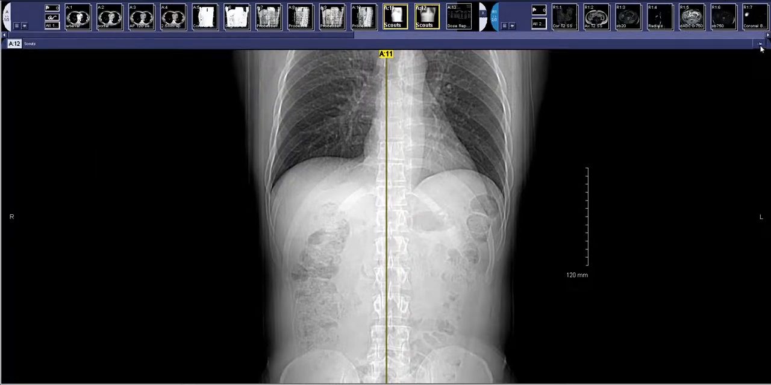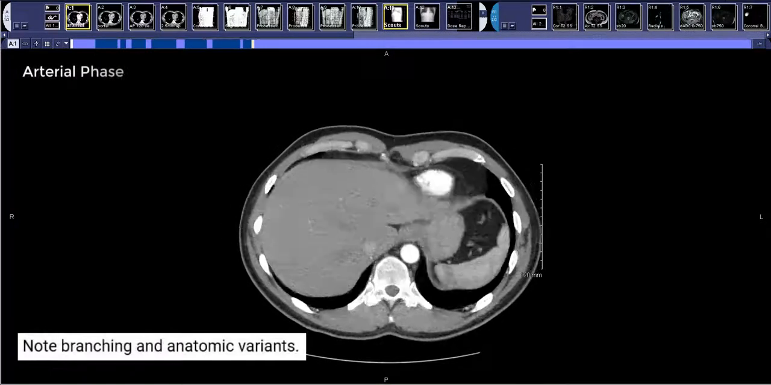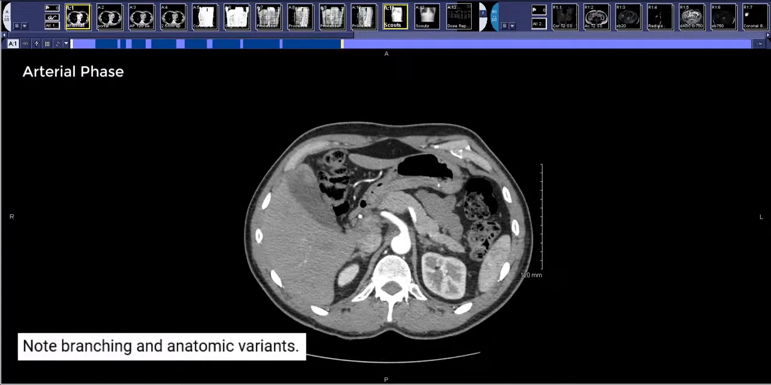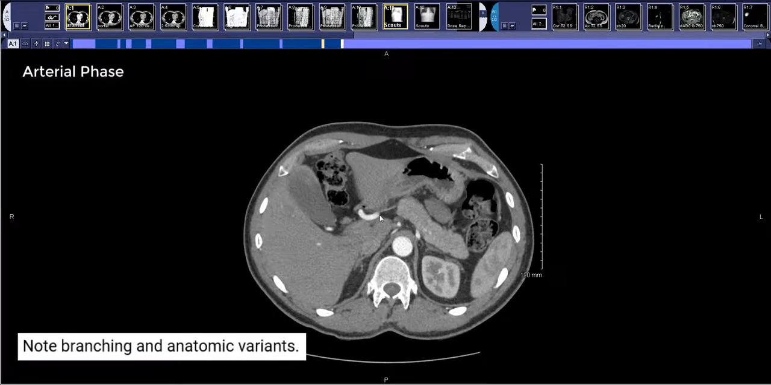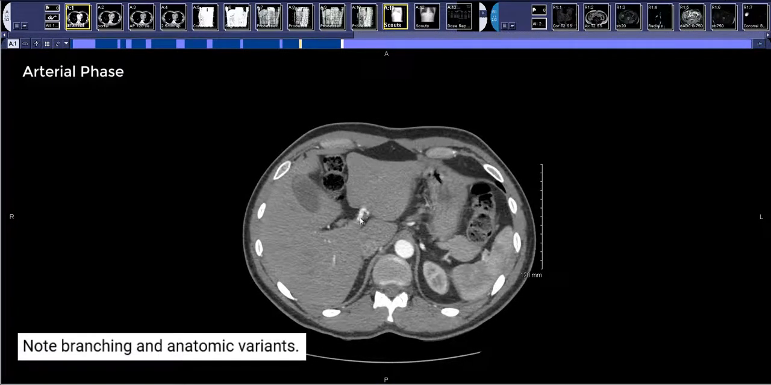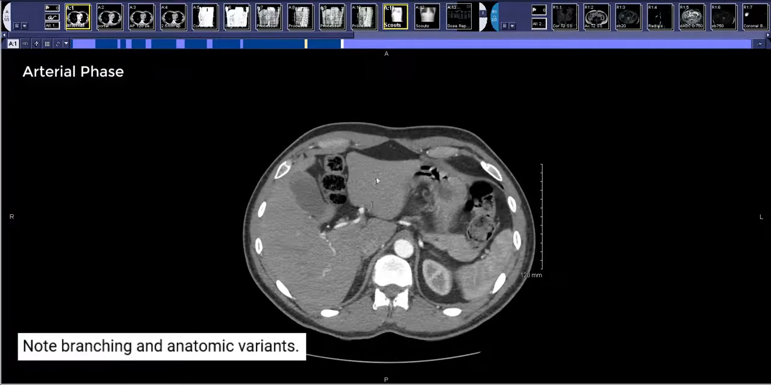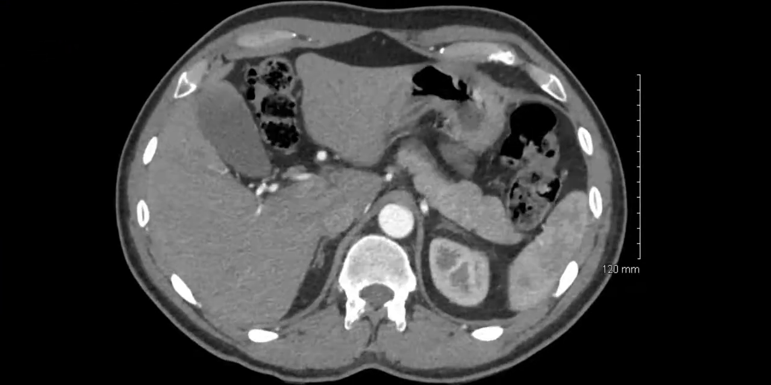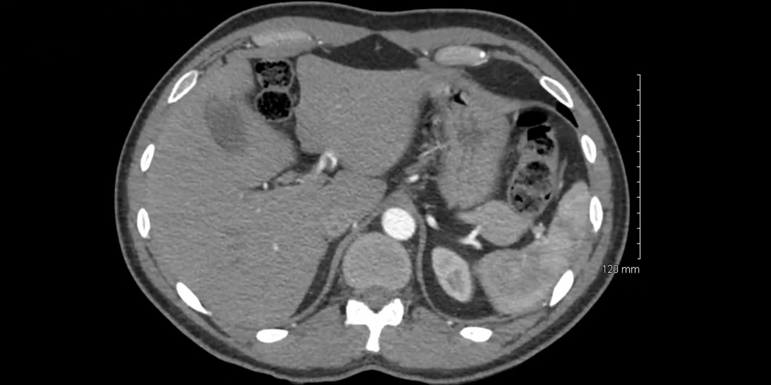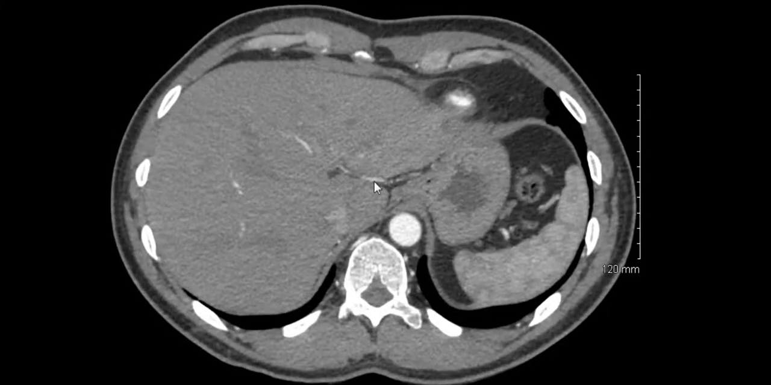It's usually done as a multiphasic study. First we get an arterial phase, and it's important to evaluate specifically the hepatic arteries. So you want to evaluate whether the hepatic artery gives rise to both the right and left hepatic arteries, as in this case, or if it only gives rise to one of them. Frequently you'll see replaced or redundant or accessory hepatic arteries go through here.